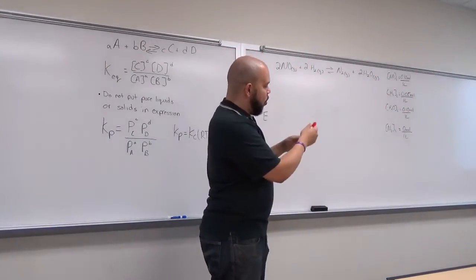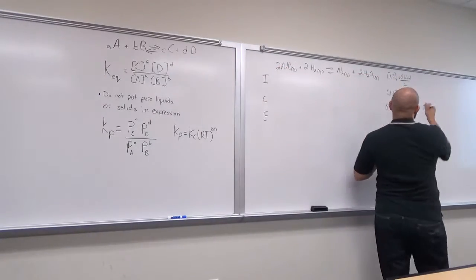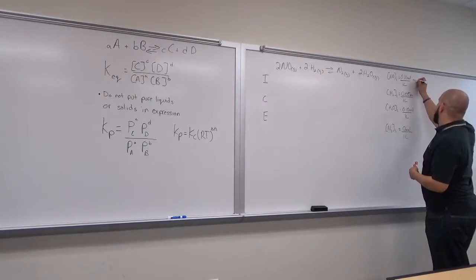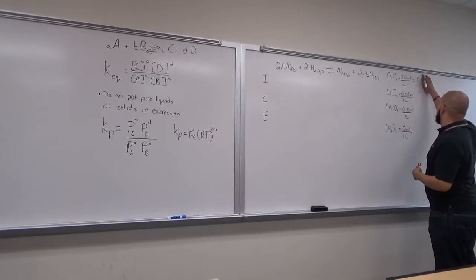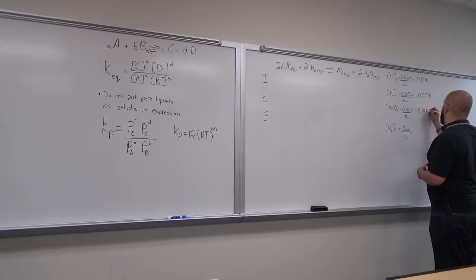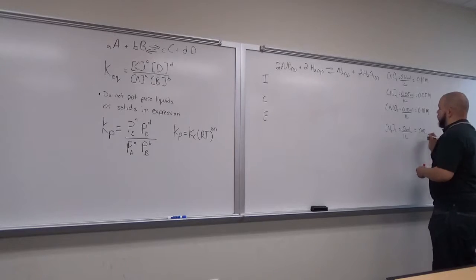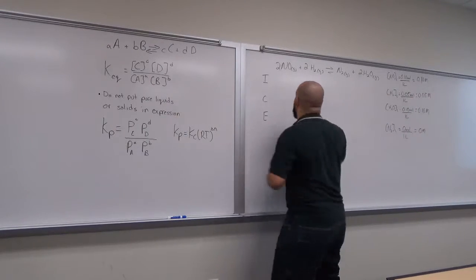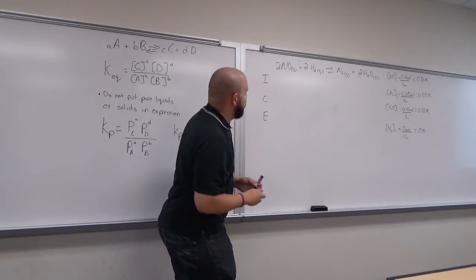Okay. So the math involved in all of this is real easy. They made it easy for you, right? This is 0.10 molar, 0.05 molar, 0.10 molar, and then we got 0 molar. All of these values belong here in the initial row.